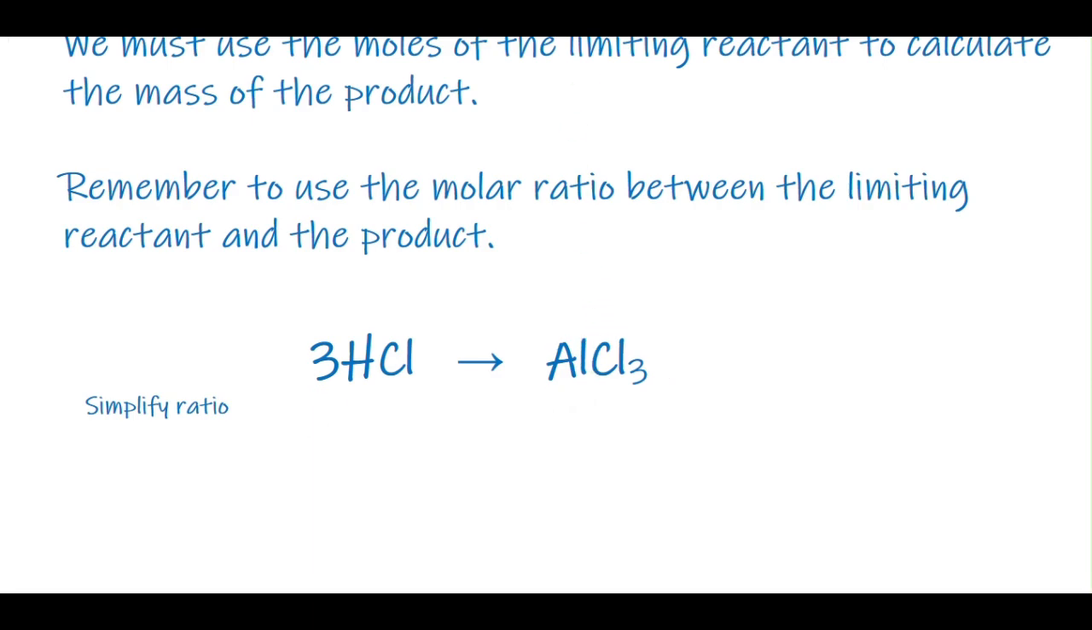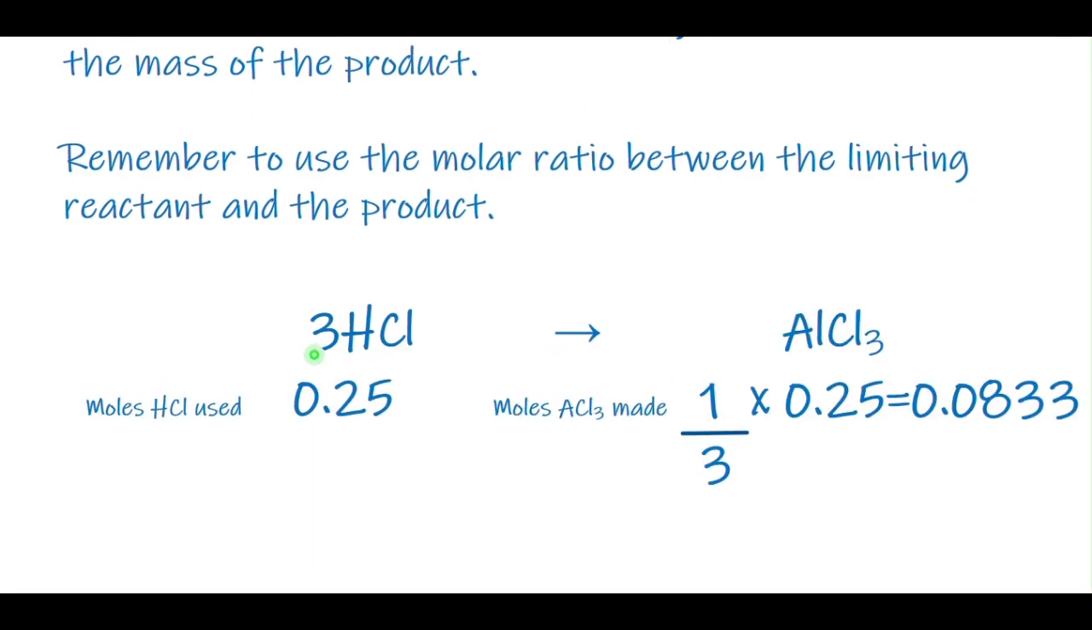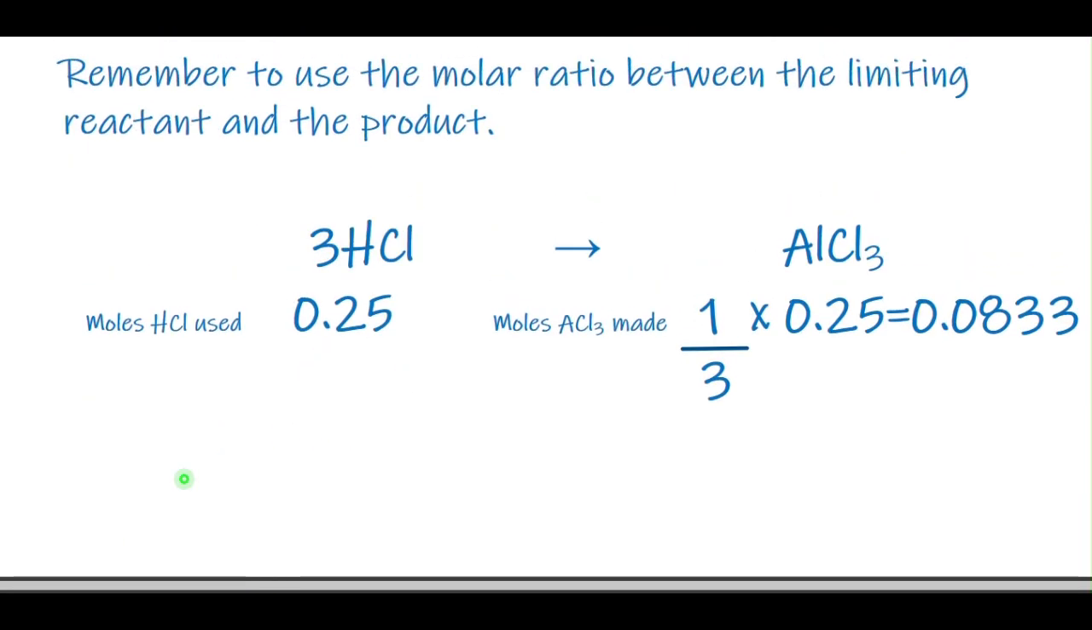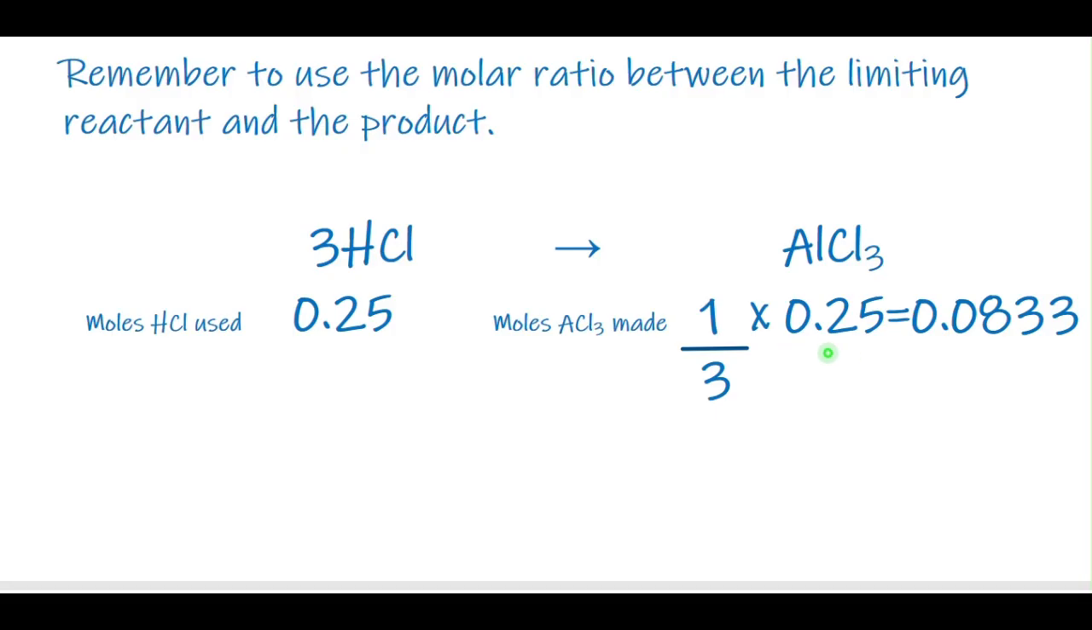Now looking at the actual moles of HCl used, that's 0.25. So the moles of aluminium chloride made will be 1/3 because it's a 3 to 1. For every 3 HCls, 1 AlCl3. So we multiply 0.25 by 1/3, and that gives us 0.0833 moles of aluminium chloride.